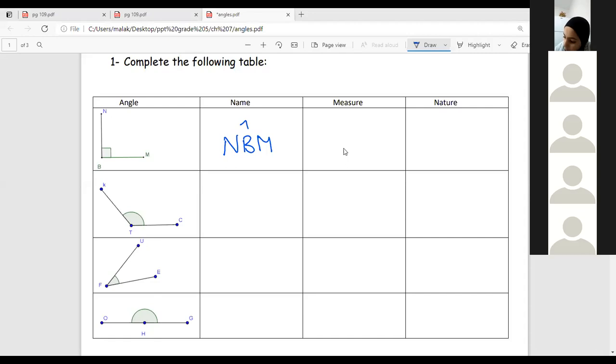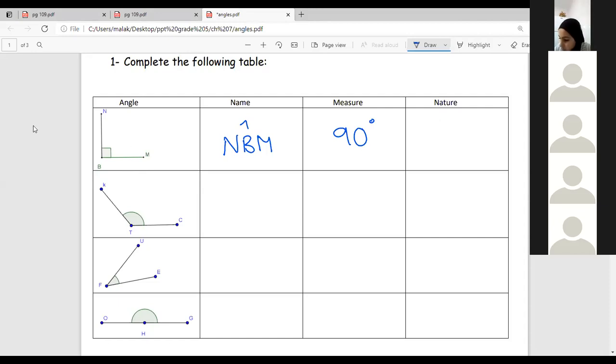How much does it measure? 90 degrees. Why? Because it's like an L, so they are perpendicular. Any two perpendicular lines measure 90 degrees because they form a letter like L. Okay, Amal.